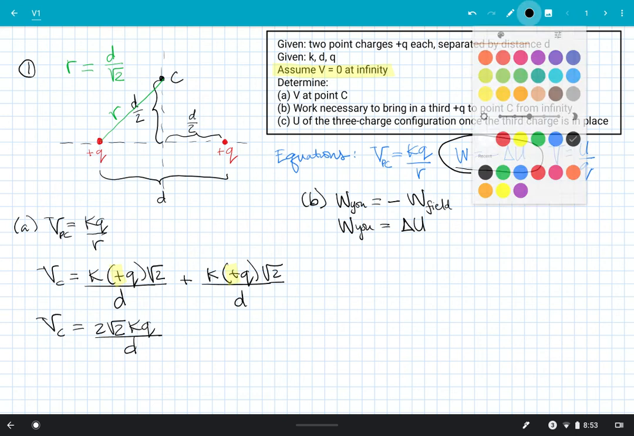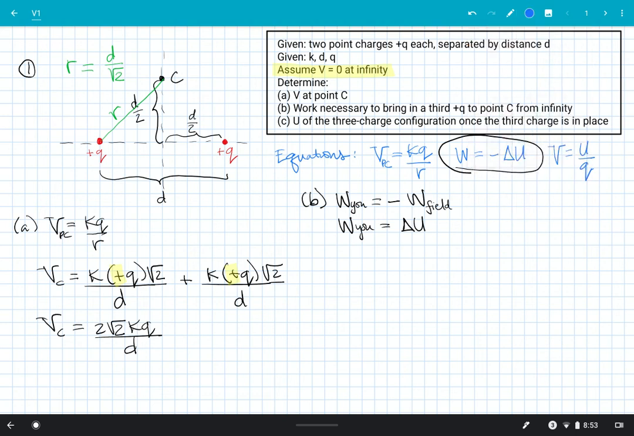One of the equations that I neglected to write down here is the electric potential energy equation, which is just going to be K Q1 Q2 over R squared. I'm sorry, over R. Your textbook does a good job going through this equation and the derivation and stuff like that. So if you missed that section, go back and look at it.